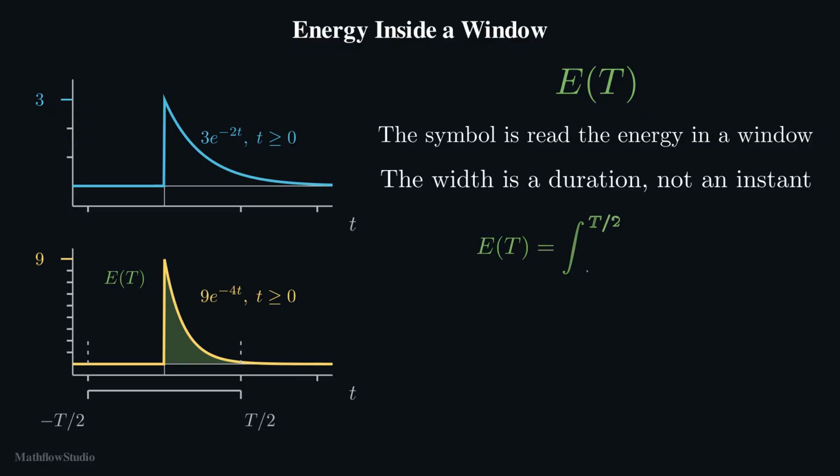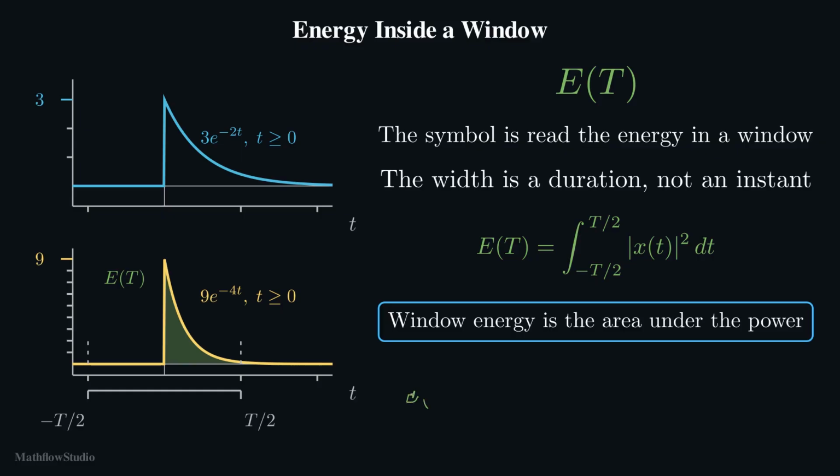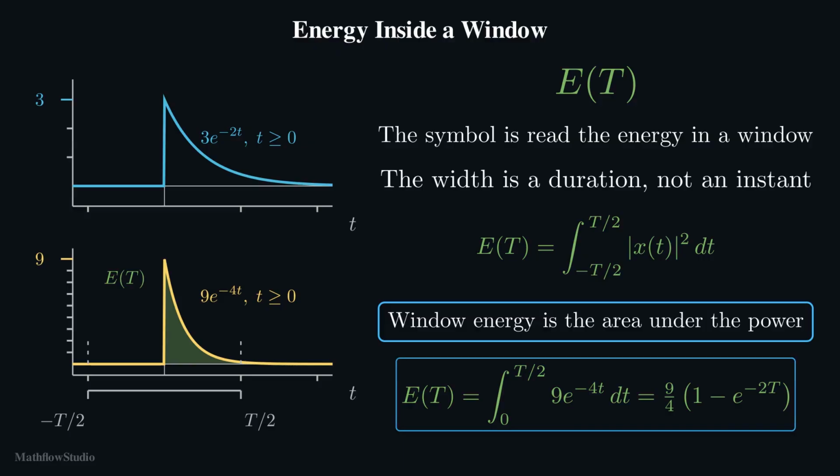Written as an integral, the energy inside the window adds the instantaneous power over every instant the window covers. Energy inside a window is exactly the shaded area under the instantaneous power. For the drawn pulse, the lower limit moves to the origin because nothing is collected before it, and the integral works out exactly.